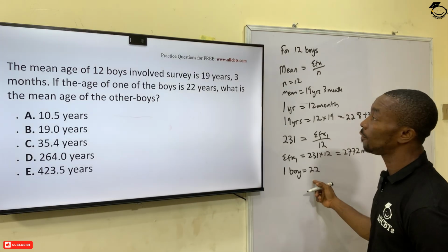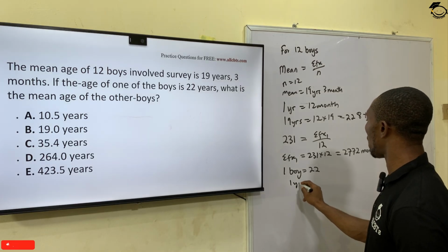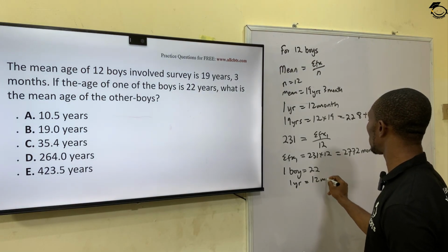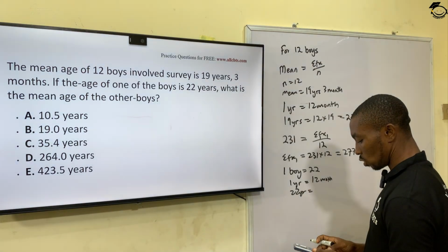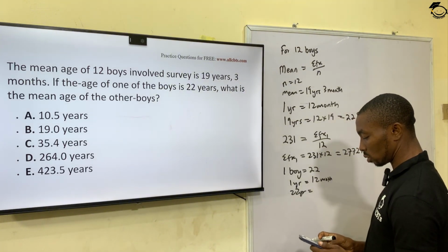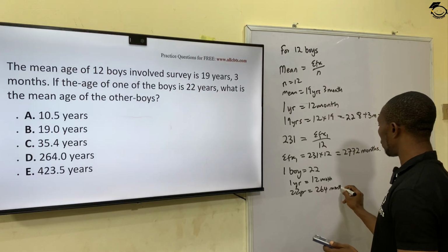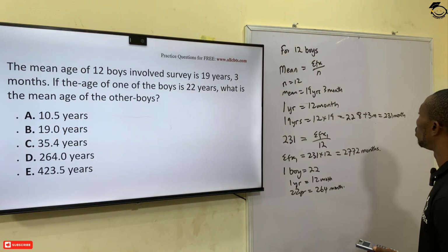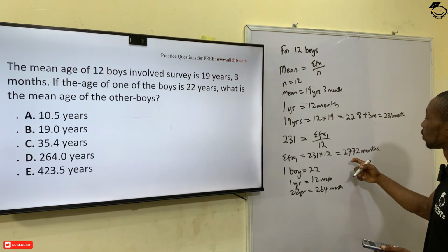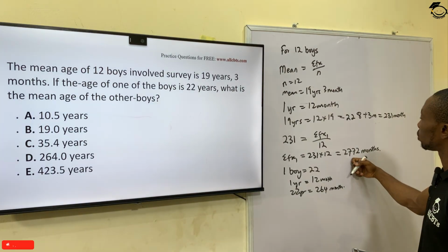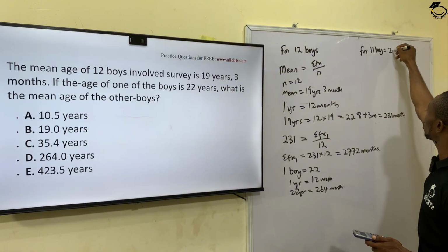Now if it's 22 years, converting 22 years to months, we have 1 year equals 12 months. So 22 years would give us 12 times 22, which is 264 months. So one of the boys is 264. To calculate the mean age of the other 11 boys, we'll subtract 264 from 2772.